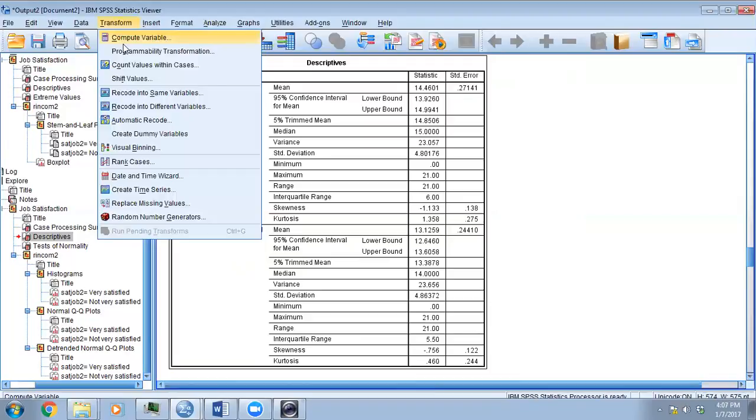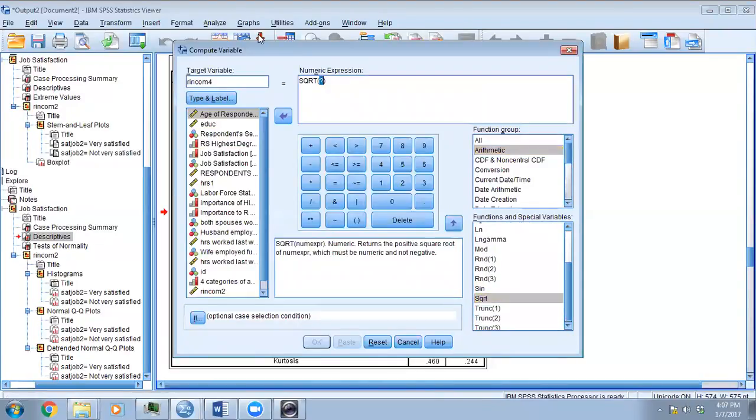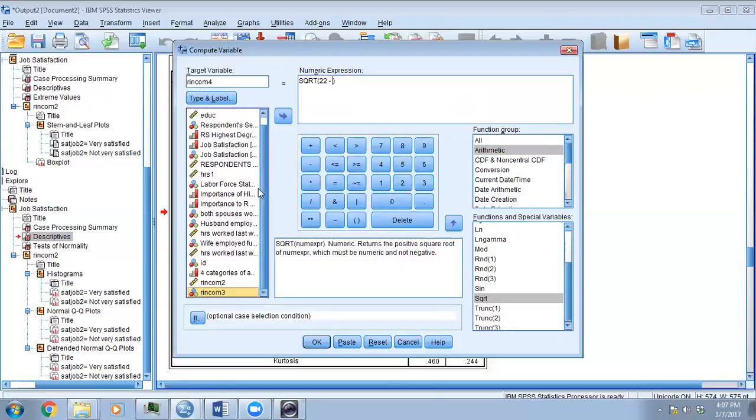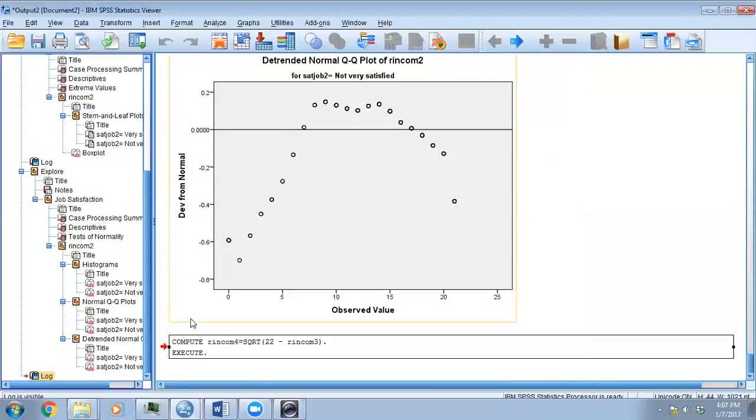So we're going to do Transform, Compute Variable, our income 4, and here we're going to do arithmetic: square root of 22 minus our income 3. Say okay here. Okay, we're going to see the data has been processed here. After that, we're again going to analyze the normality here.